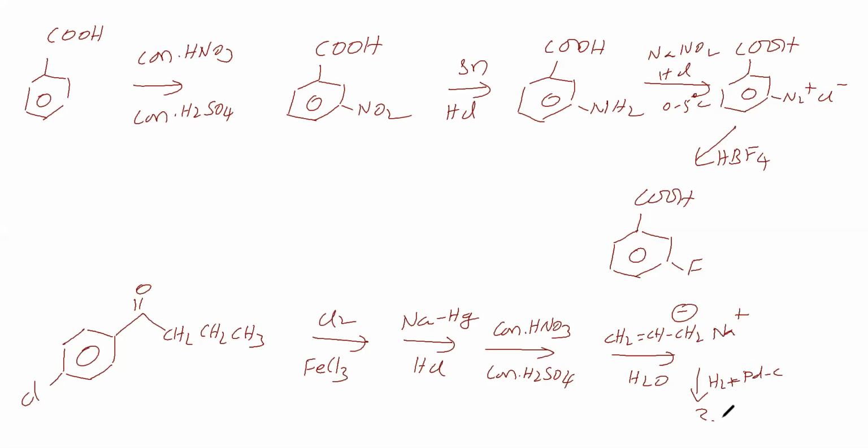So first we take this for chlorine and FeCl3. What will happen, that we'll see. Here the CO group, here CH2, CH2, CH3, and here Cl is there. Now Cl2 and FeCl3 is added. Cl2 and FeCl3 will provide the electrophile, Cl plus.